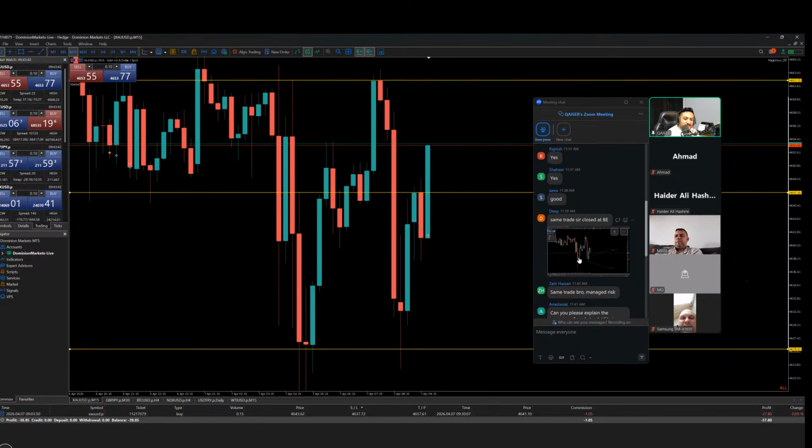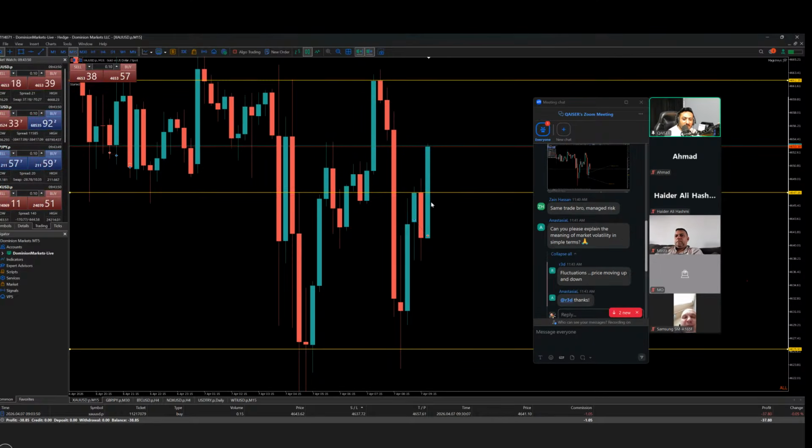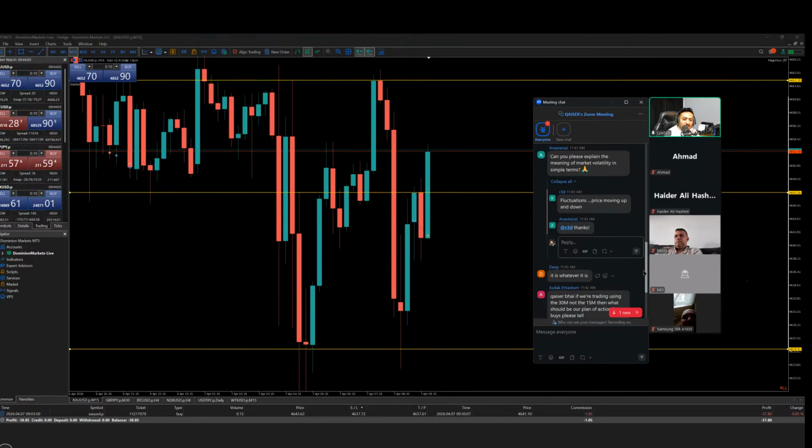So yeah, same trade close. Okay, same trade, bro. Manage risk. Very nice. Can you please explain the meaning of market volatility in simple terms? When the market is not going to decide any direction, it will try to go up, it will try to go down. So this is some kind of volatility in simple words.